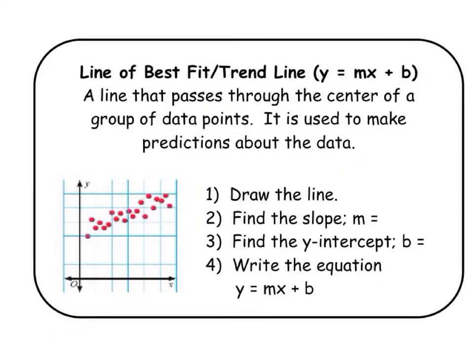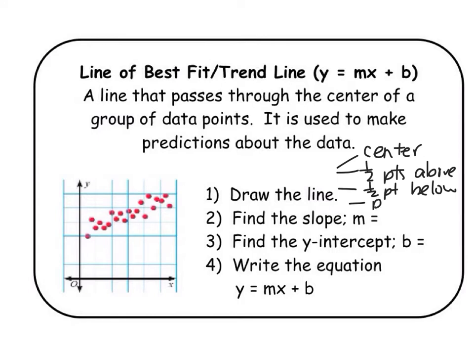Okay, moving on. So we can use this data, the positive or negative correlation or clustering, to find a line that passes through the center of the data. And it's used to make predictions about the data. So if we want to draw the line of best fit for this data, we would draw the line. We want to make sure that the line goes through the center of the data, half the points above the line, and about half the points below the line. And you want to make sure it passes through 2 points on that data.